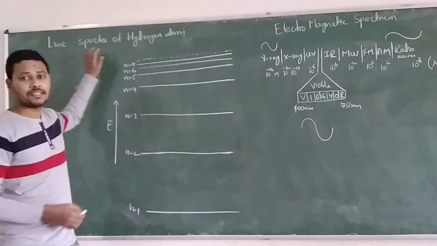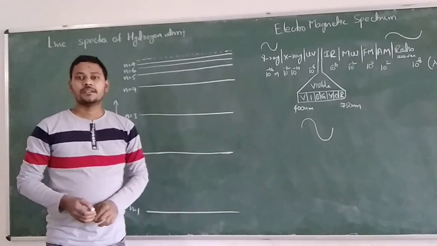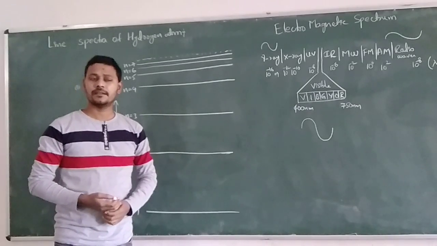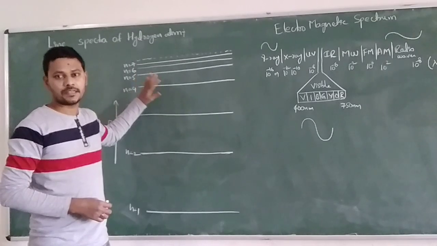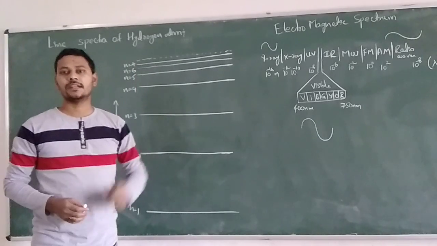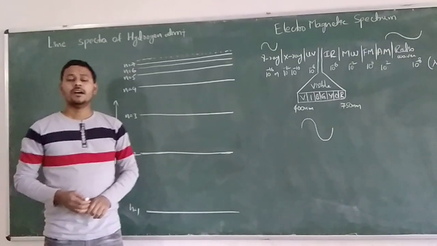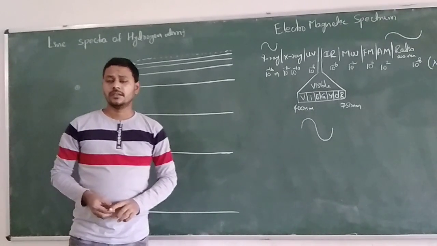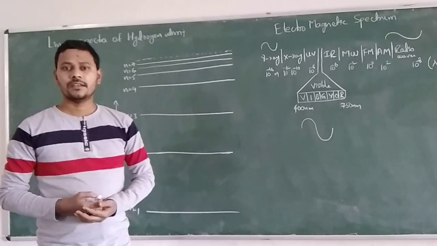Now we are discussing line emission spectra of hydrogen. And remember, this is the simplest spectrum compared to all spectra. Why? Because hydrogen has only one electron. So this is the simplest spectra compared to all spectra, and it is very unique in nature. The line emission spectra is unique in nature.